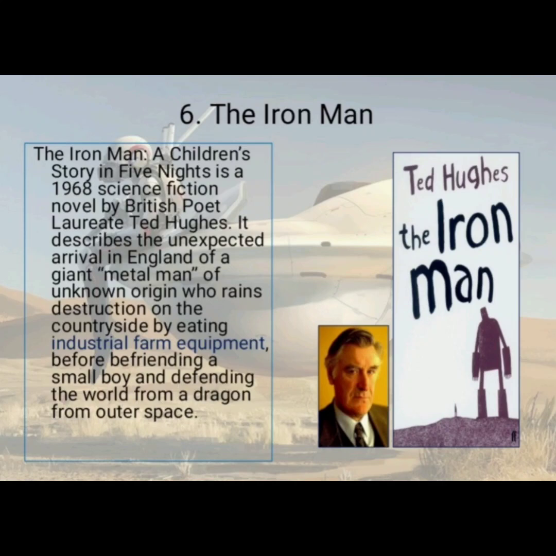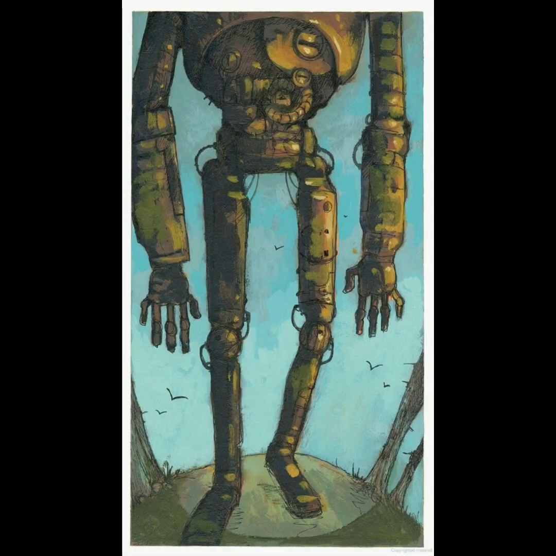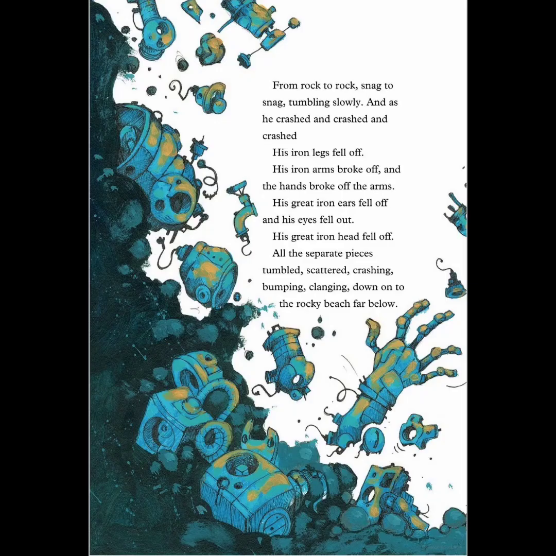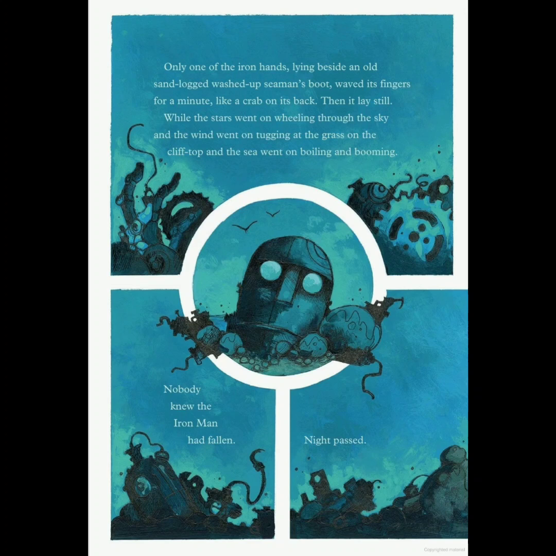The sixth topic, the Iron Man. The Iron Man is a short novel by Ted Hughes. It is a mixture of science fiction with a modern fairy tale, and it remains among the author's best known books for children. The Iron Man is the story of a gigantic metal robot who appears out of nowhere, crashing onto the beach and shattering into many parts. He is discovered by a young boy called Hogarth, who later becomes his friend. The Iron Man later defends the world from a dragon from outer space.